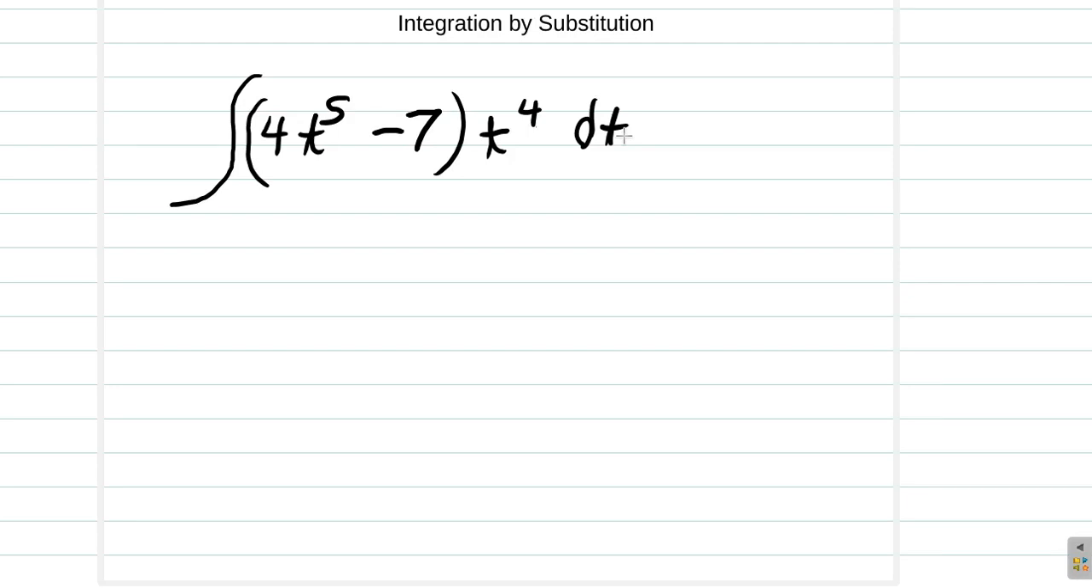We're going to integrate this function: 4t to the 5 minus 7, times t to the 4 dt. Now, usually it's x, but now you have t, but it's the same procedure. How would you know that it's substitution that you're going to use?